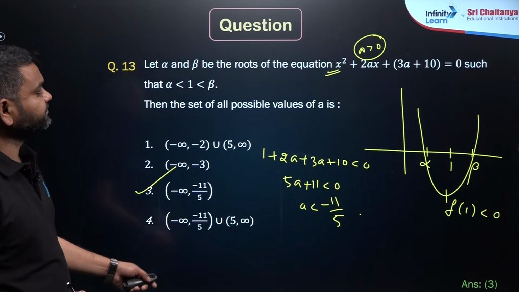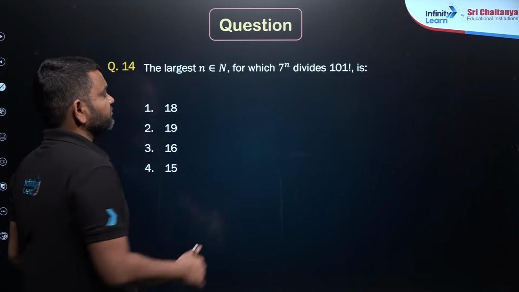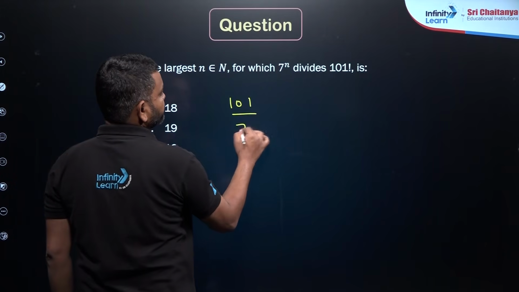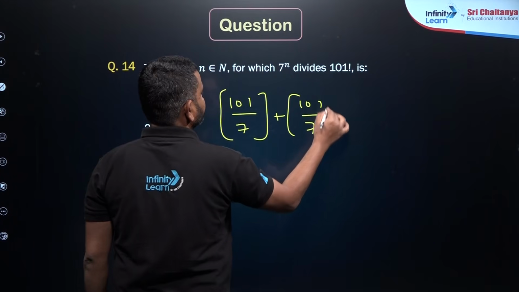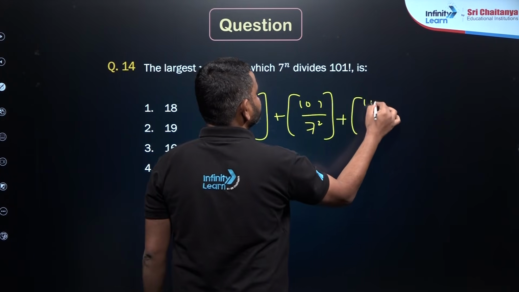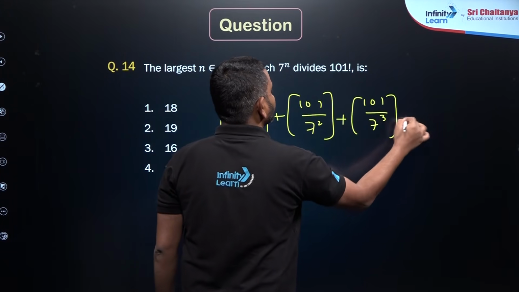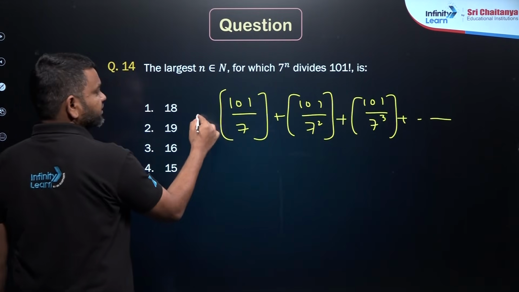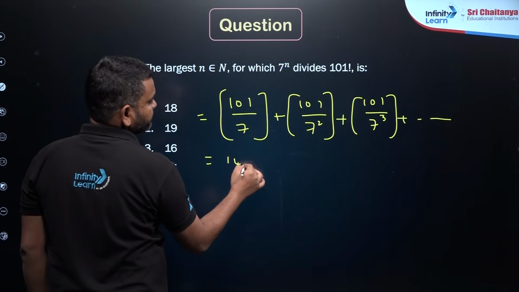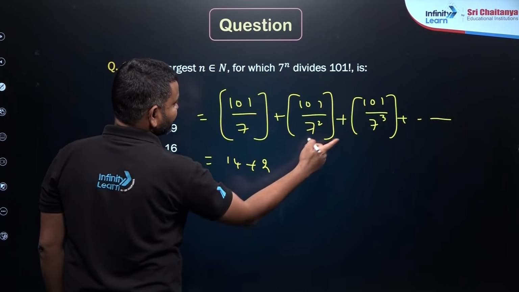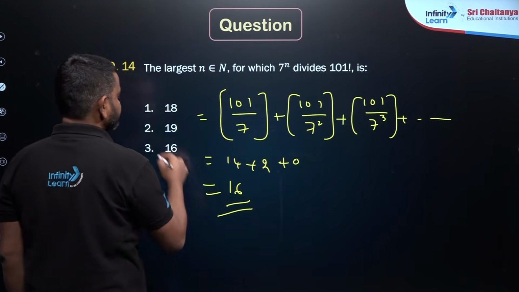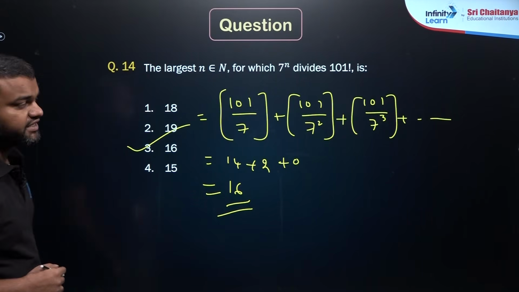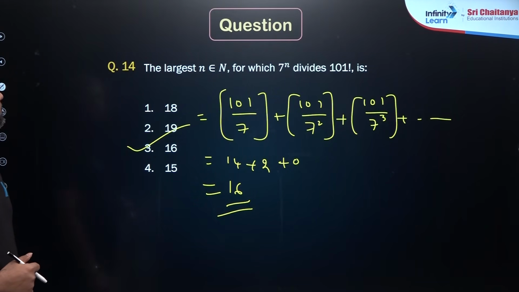Alright, next, here we have 101. So 101 by 7 plus 101 by 7 square plus 101 by 7 cube goes on like that. This is the formula we are going to use. So here it is going to be 14 plus 2. The another one, there is no value. Greatest integer is going to be 0 for that, and here we are going to get answer as 16. So 16 is going to be your answer for this particular question.